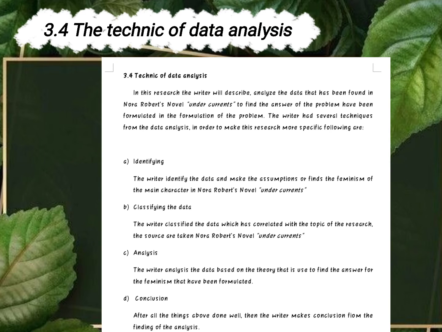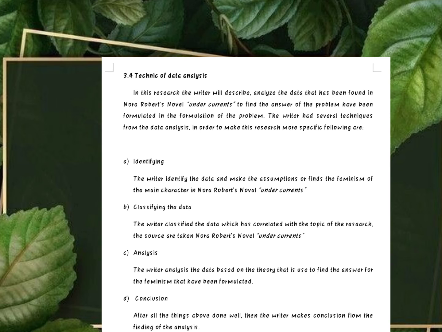And the last point in chapter 3 is the technique of data analysis. The writer had several techniques for the data analysis in order to make this research more specific. The following are the steps. First, identifying. The writer identifies the data and makes the assumption about the feminism of the main character in Nora Roberts' novel Undercurrent. Second, classifying the data. The writer classified the data which are correlated with the topic of the research. The source is Nora Roberts' novel Undercurrent.